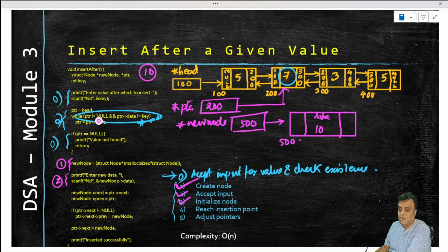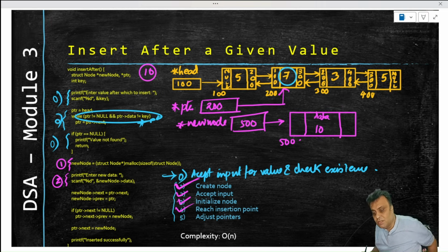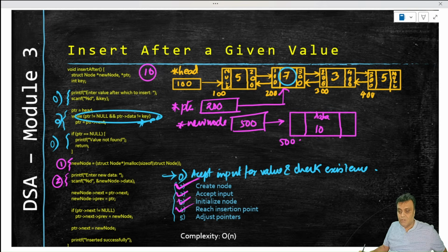Right? So when the pointer is not null and the pointer data is not equal to the key, it will go on. But as soon as pointer data becomes equal to the key, it will exit out of this loop. Then pointer is already pointing to 200. Right? So now we know that pointer is pointing to 200 and our new node is like this. So we have actually reached the insertion point through our code at the top. Now this particular line becomes invalid because we have already completed it at the top. So step number 3 is not applicable.